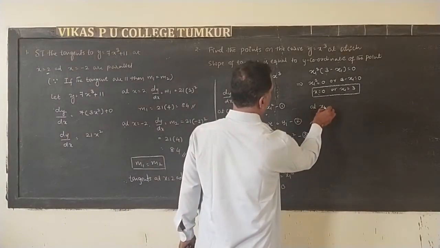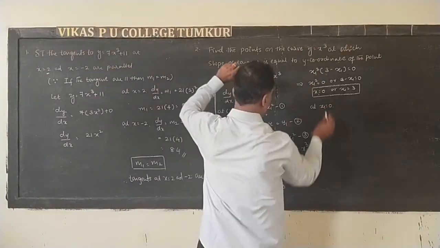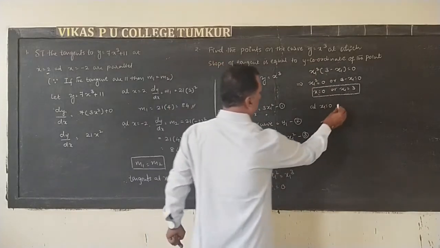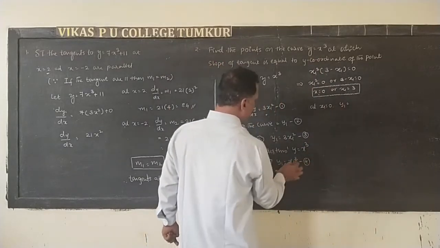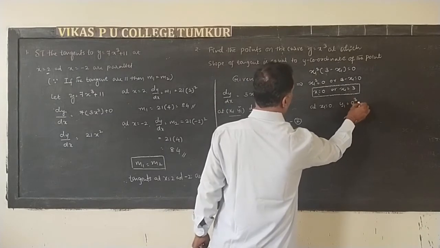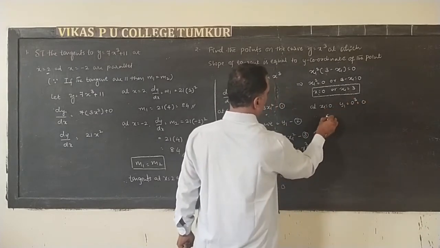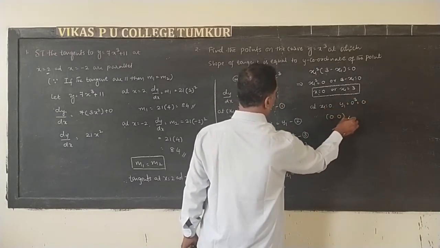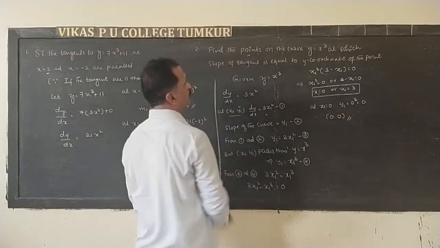At x1 is equal to 0, what is the value of y1? From this equation, y1 is equal to 0 cube, which is equal to 0. So the first point is (0, 0). This is the first point.